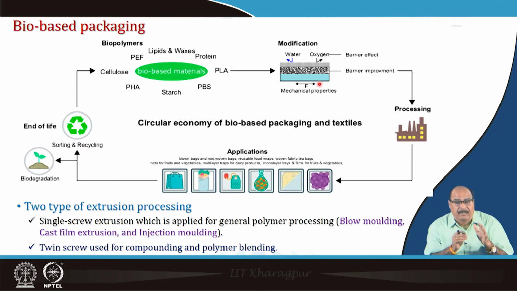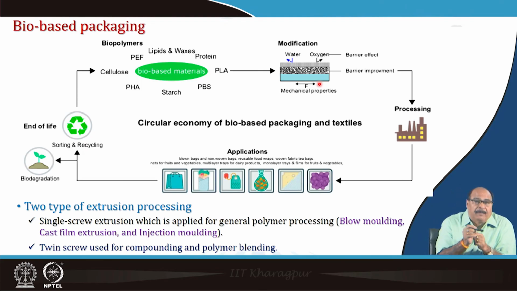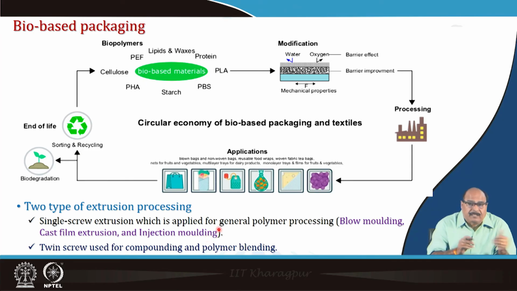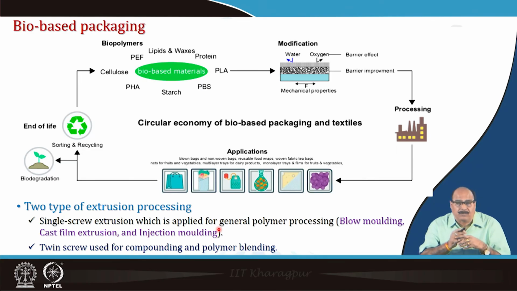So, for making these types of bio based packaging, two types of extrusion processing are generally used. One is the single screw extrusion, which is applied for general polymer processing, that is blow molding, cast film extrusion or injection molding, which we studied in the earlier slides. Then twin screw extrusion is also used, particularly for compounding and polymer blending. So, either single screw or twin screw extrusion can be used, depending upon the properties desired in the material.